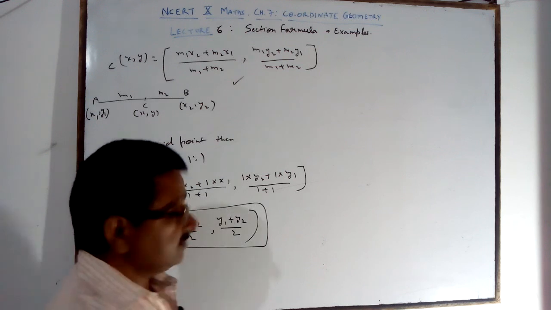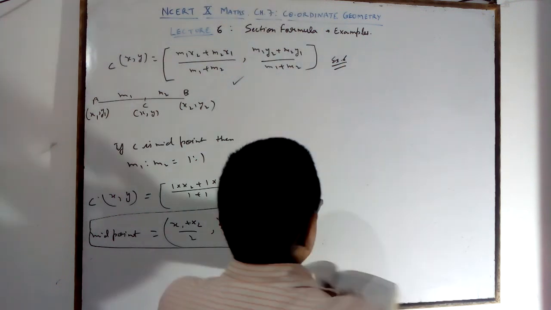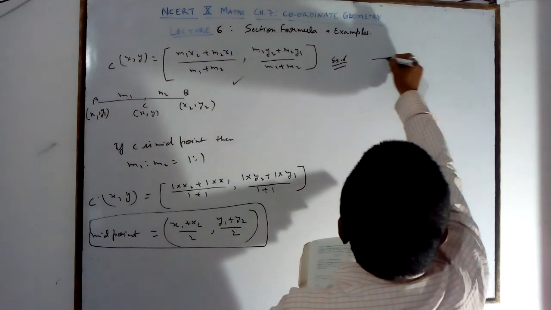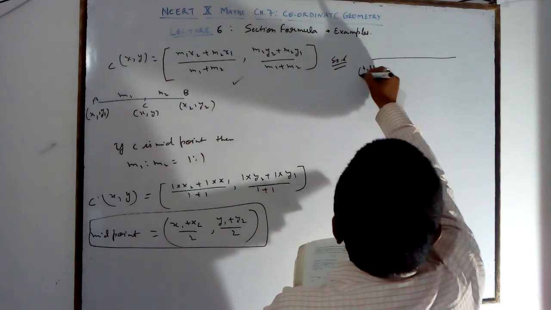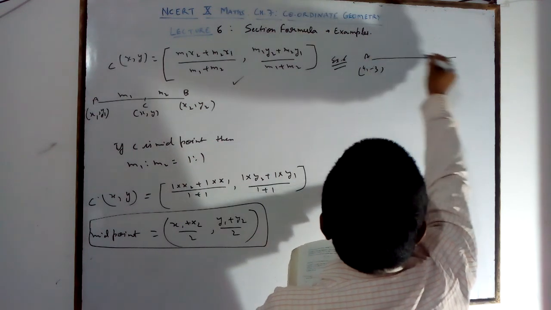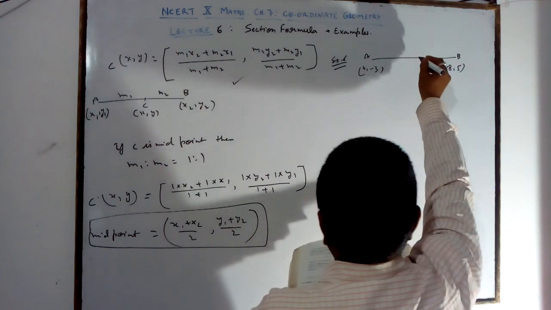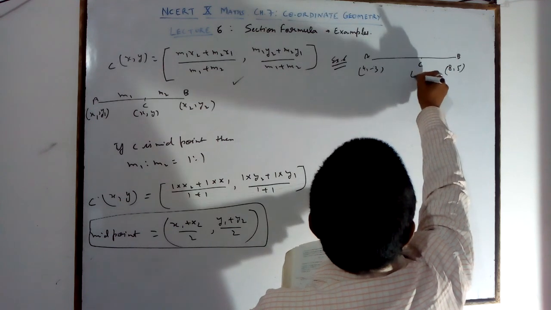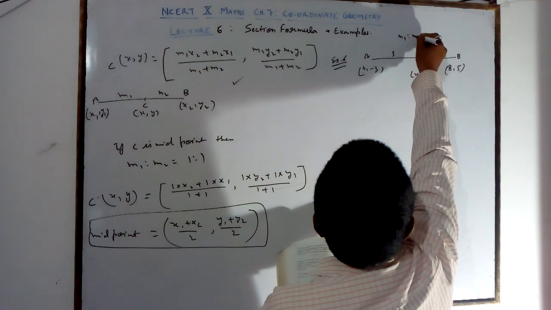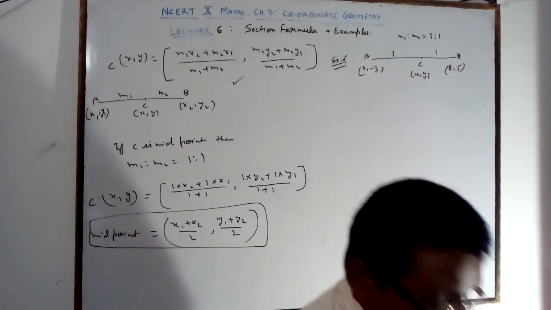Example 6 is given. Find the coordinates of the point which divides the line segment joining 4 comma minus 3 and 8 comma 5 in the ratio 3 is to 1. That is x comma y, the ratio m1 ratio m2 is given as 3 ratio 1. You want to find the coordinates of this point.